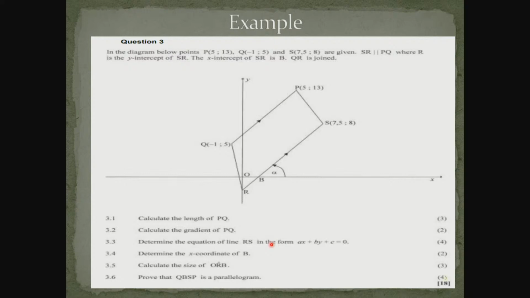Make sure that you know how to determine the equation of a straight line. The formula that we are using there is y = mx + c, or we can use y - y1 = m(x - x1). Then after that, you do the substitution, you multiply, you make y the subject of the formula. But in this case, you don't need to make y the subject of the formula.